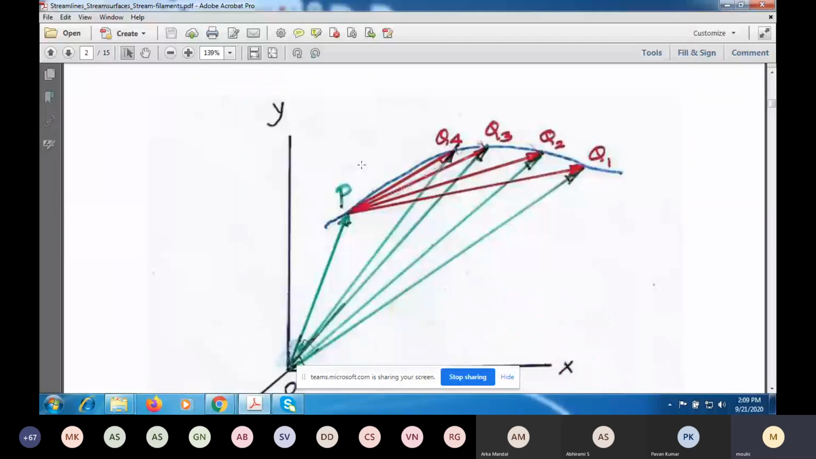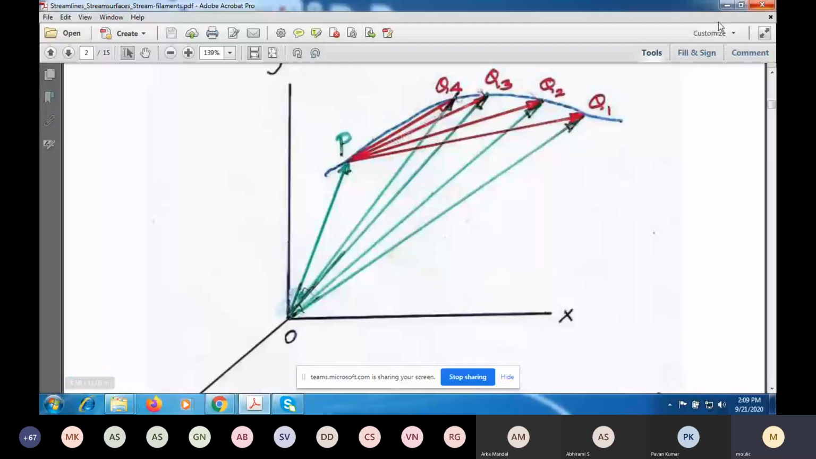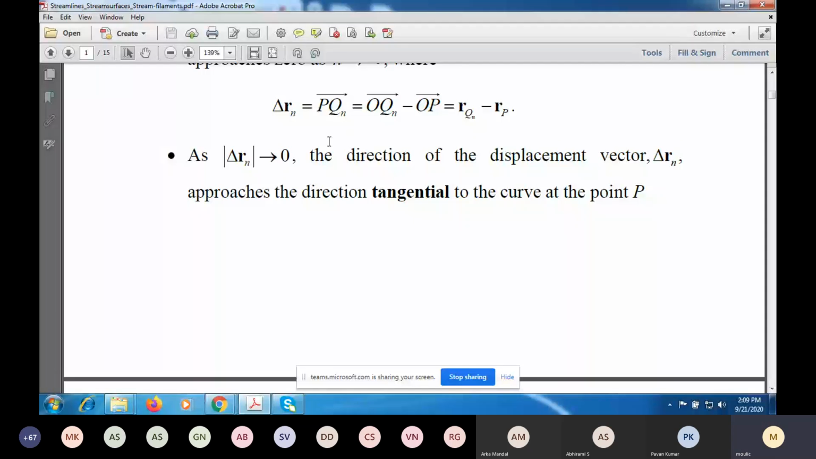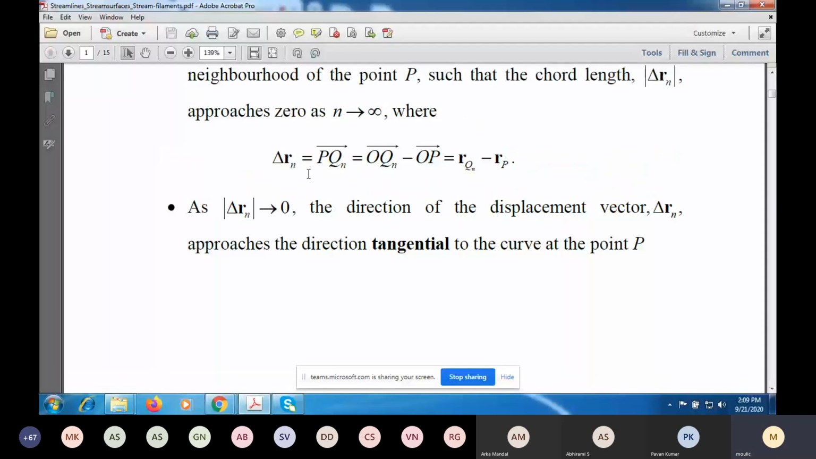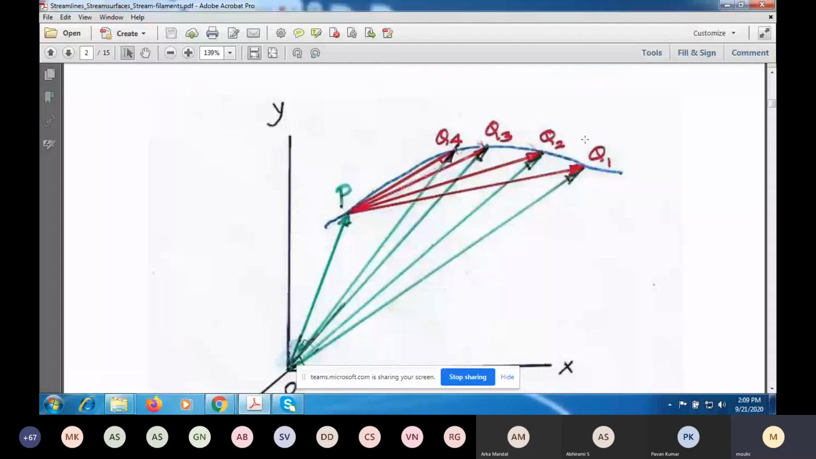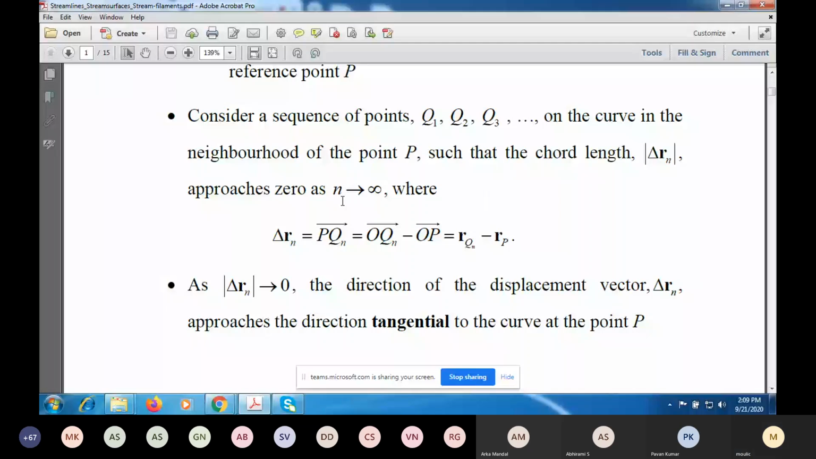And if you look at this vector triangle, let us look at Q1 first. All right. We see that OP plus PQ1 is OQ1. Therefore, PQ1 is OQ1 minus OP. So I can write PQn as OQn minus OP. Now OQn is the position vector of the point Qn. Here you can look at 1 or 2 or 3, whatever it is. And OP is the position vector of the point P. So I can write it as r of the nth point Qn minus r of P.